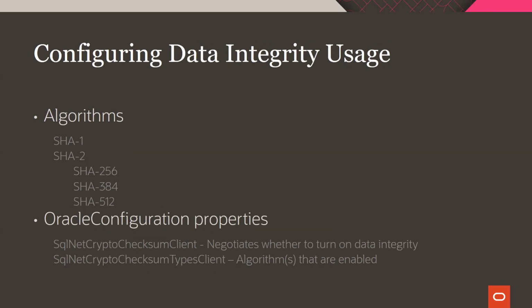So that was encryption, and data integrity is very similar. We have 4 algorithms: SHA-1, SHA-256, SHA-384, and SHA-512, and they also have similar properties off the Oracle configuration class. This one is Oracle Crypto Checksum Types Client, and that allows you to choose which algorithms are available for the client to use against the server to negotiate which one to use. And then we have the SQLnet Crypto Checksum Client itself, and that one has the same 4 possible values for its properties: accepted, rejected, requested, required, with the same definitions there.